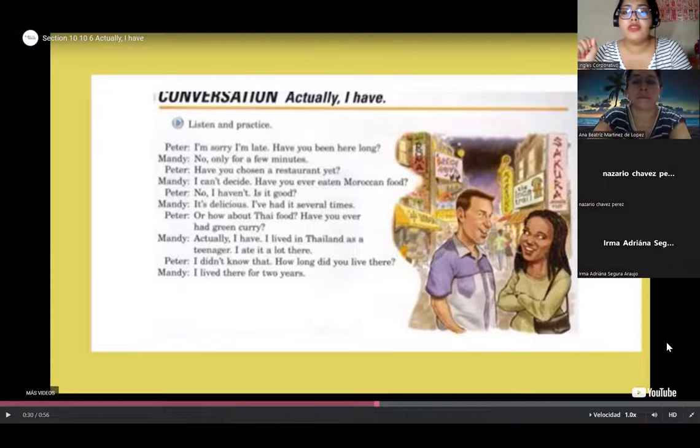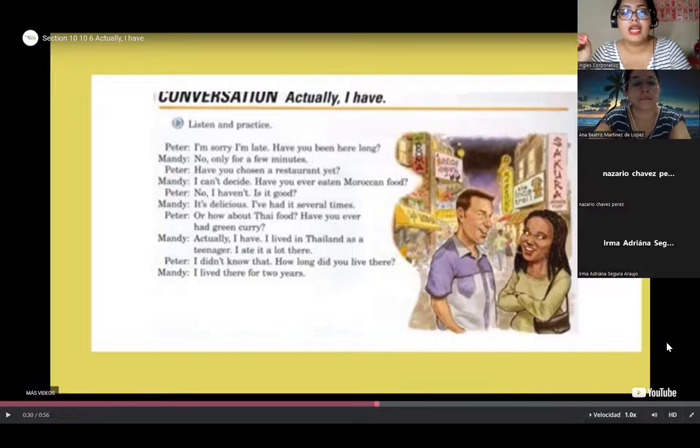No, only for a few minutes. Have you chosen a restaurant yet? Another present perfect structure. Have you chosen a restaurant? And also we are using yet. Aquí usamos tres cosas, ¿verdad? Que ya estuvimos viendo ayer. Have, chosen, and yet, al final de la oración.